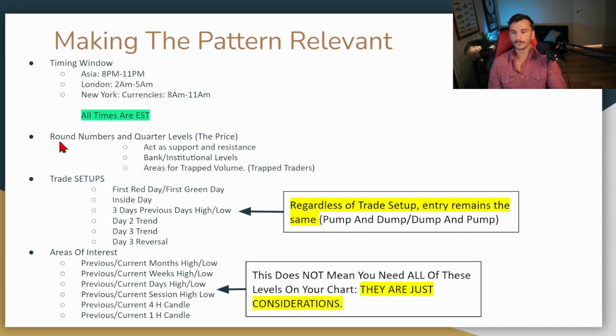Then I use the round numbers and the quarter levels, and that is the price. These areas can act as support or resistance. They are bank institutional levels, and they're areas for trapping volume, trapping traders in the wrong direction. You'll notice that a lot of the work is done around the double zeros areas. If you understand that the average stop hunt is 25 to 50 pips, you can use that to your advantage in both directions, right?